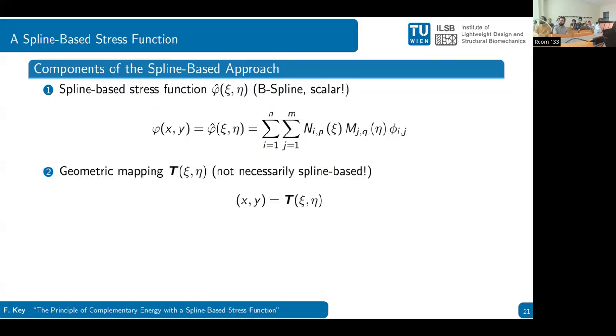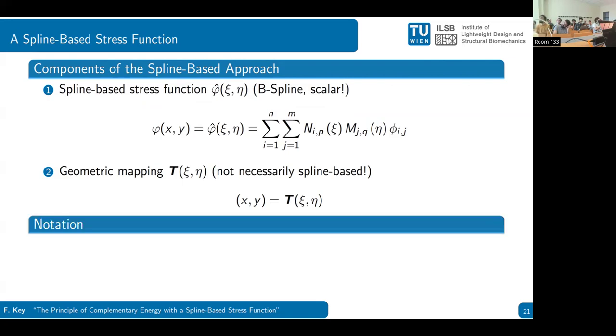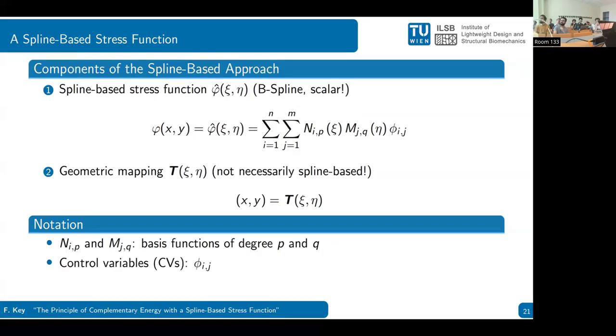Then we have a geometric mapping to get from these parametric coordinates to the physical coordinates x and y. This can be any kind of mapping. It can be spline-based, but it doesn't have to be; today it has been spline-based. For notation, N_i^p and M_j^q are these polynomial basis functions of degrees p and q, and we have these control variables phi_ij. N and M are the number of basis functions for the control variables per dimension. That's something we can choose.